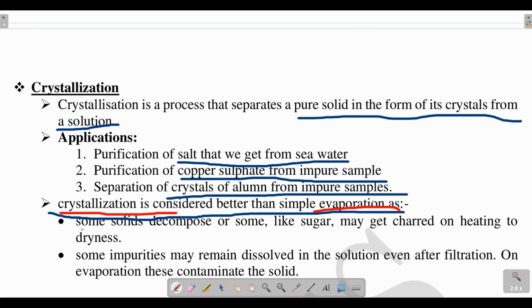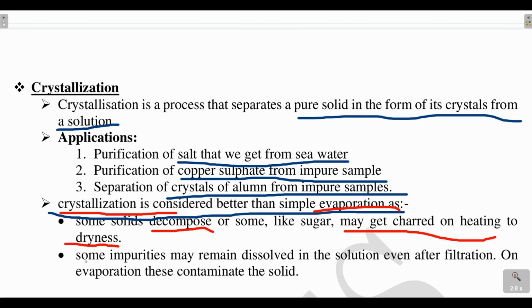The reason is that some solids decompose, or some, like sugar, may get charred on heating to dryness. So for evaporation, if you go for heating, some solids decompose, and on heating some solids may get charred. Like if you heat a sugar solution, what will happen? It heats up and gets converted to a black color. You may have observed that. So these are the disadvantages of simple evaporation.